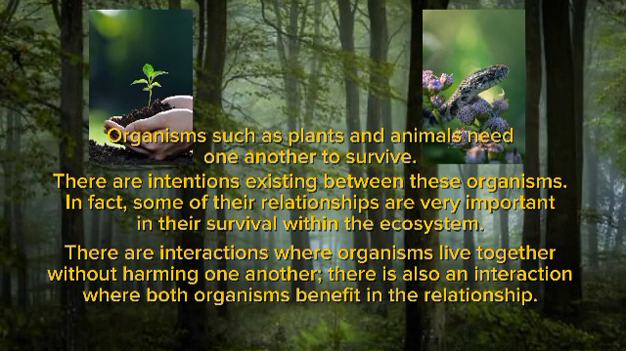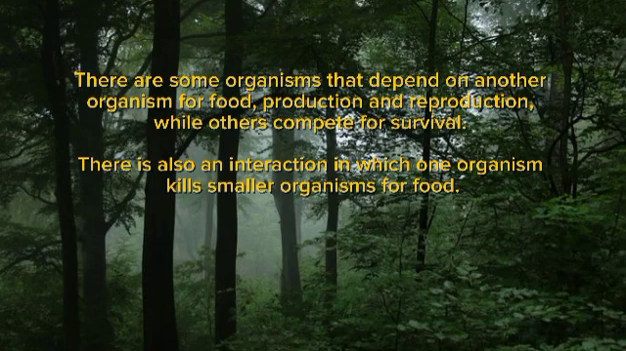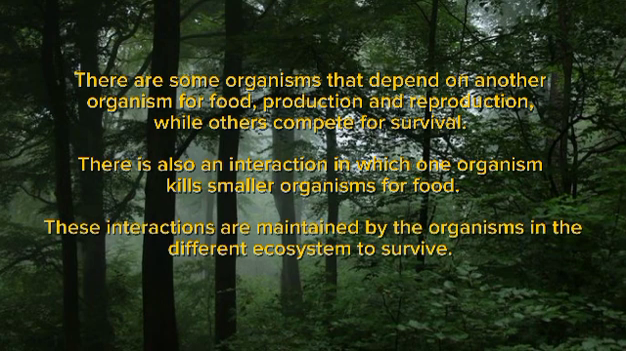There are interactions where organisms live together without harming one another. There is also an interaction where both organisms benefit in the relationship. There are some organisms that depend on another organism for food, protection and reproduction, while others compete for survival. There is also an interaction in which one organism kills smaller organisms for food. These interactions are maintained by the organisms in the different ecosystems to survive.